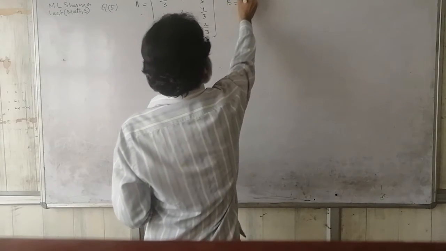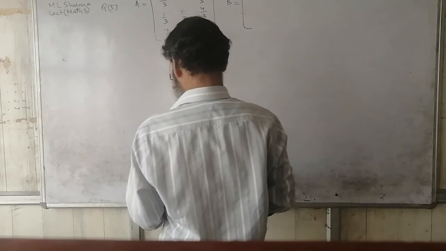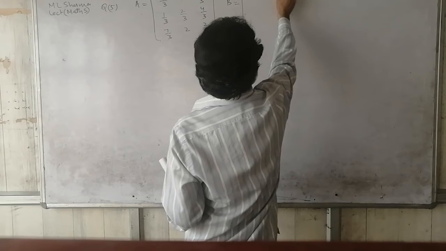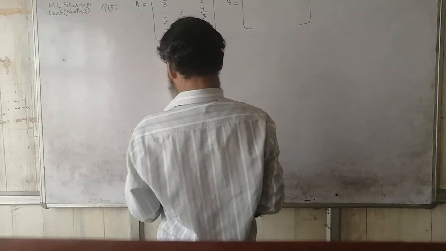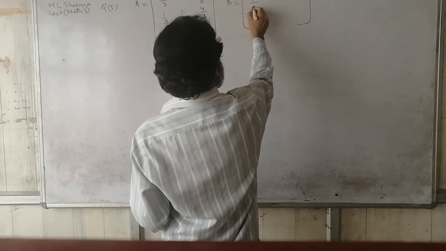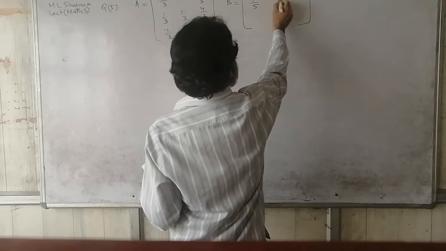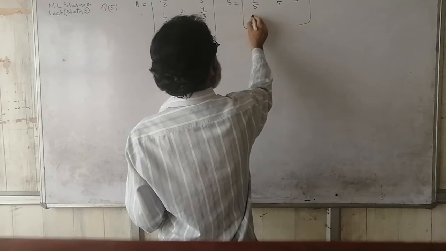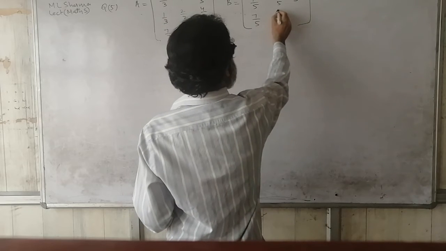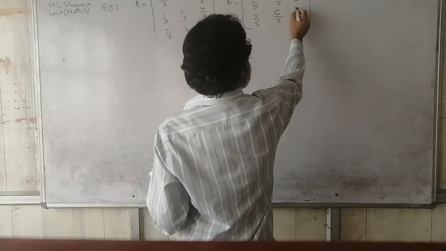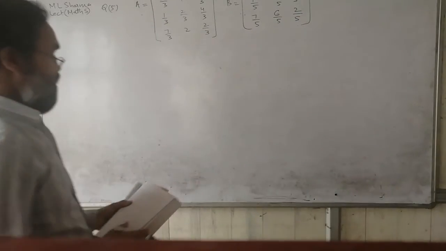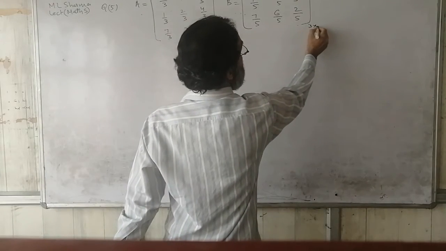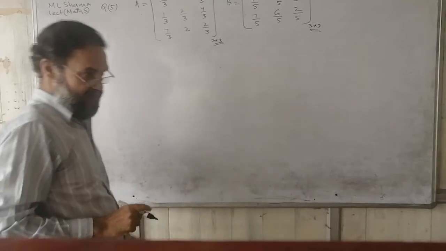B is also given. Its elements are 2/5, 3/5, 1. In the second row we have 1/5, 2/5, 4/5, and in the third row 7/5, 6/5, and 2/5. So the two matrices are of 3 by 3 order. They have the same order.